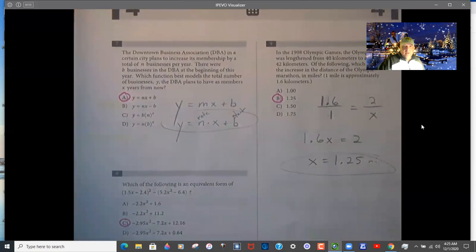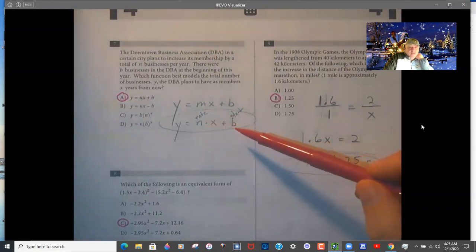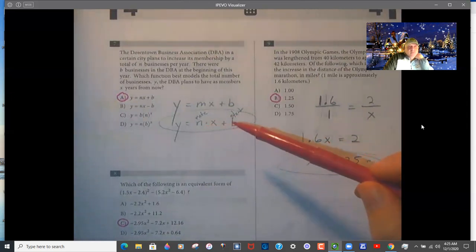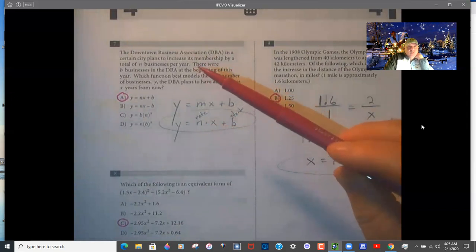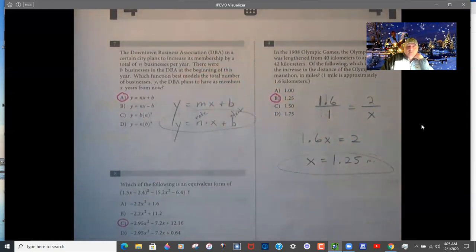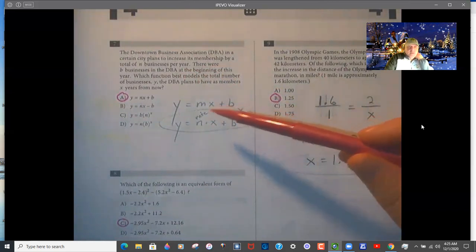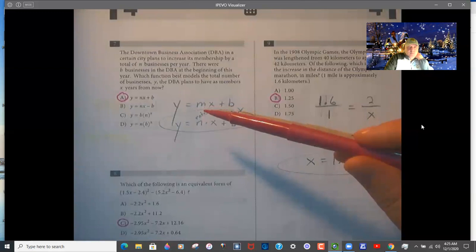Okay, another linear function type here. Okay, so n is the rate and b is the start. Okay, it increases membership by a total of n businesses per year. So anytime you see the word per, that's the rate part of whatever it is you're talking about here. We're talking about a linear type of model. So that would be the slope.